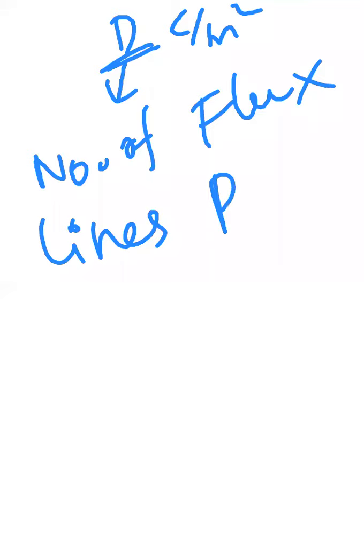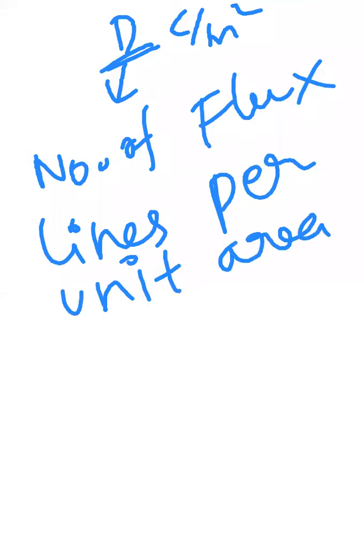Electric flux density means the number of flux lines per unit area. Please note this down in your notes. What we proved yesterday is that if you increase the amount of charge, you will create more flux lines, and then you will have more flux density when R is constant.